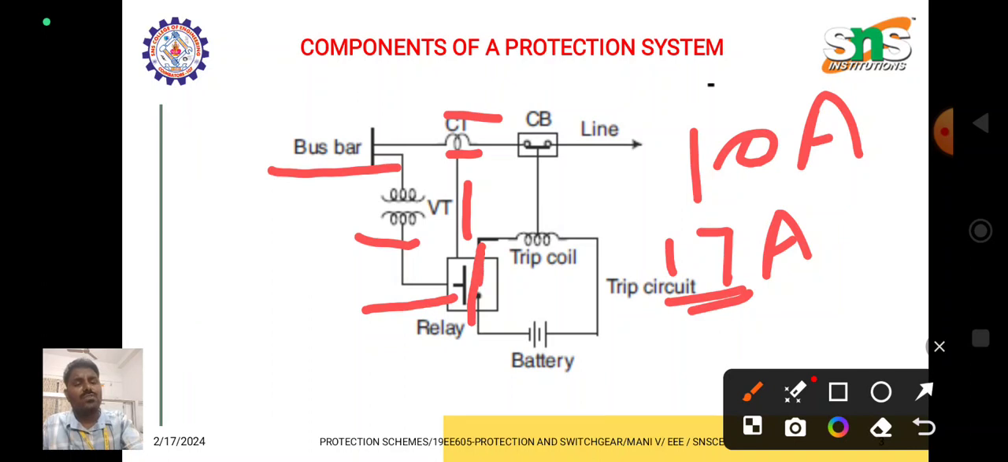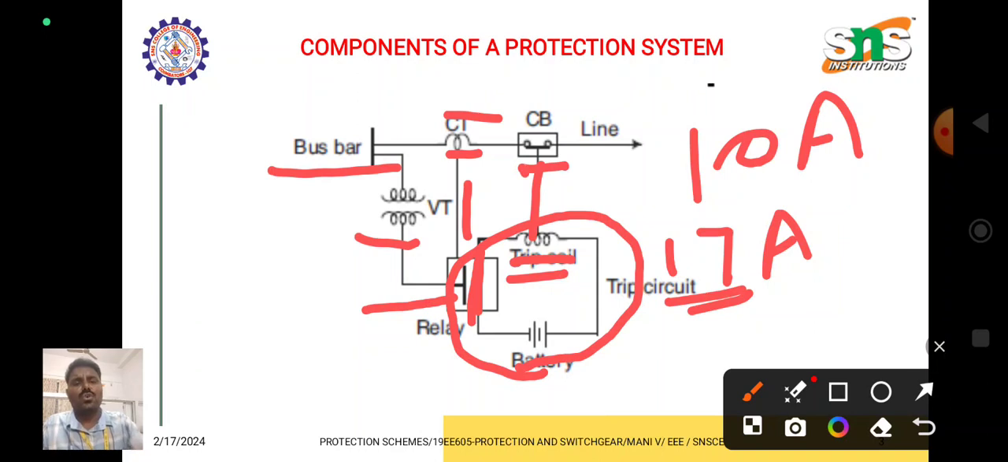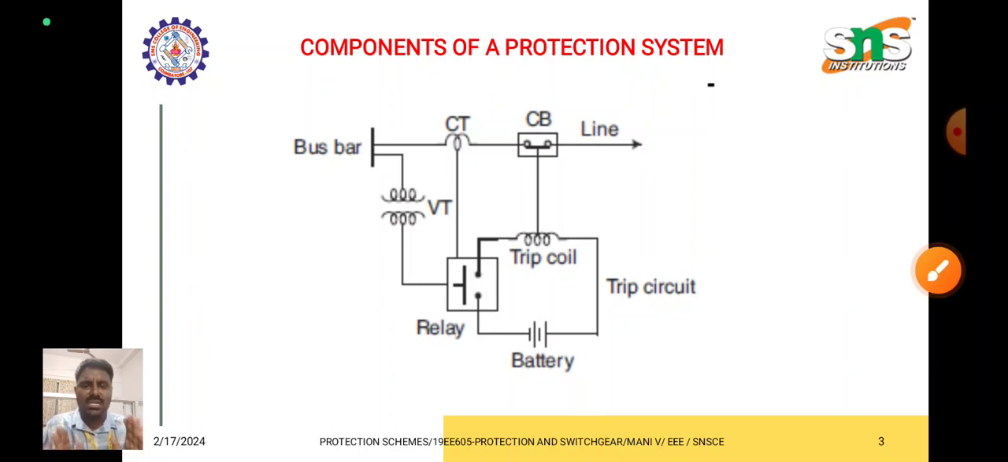Because the switch is closed, the battery supplies the current to the trip coil, so the trip coil is getting energized. Because the coil is energized, it acts as an electromagnet. The electromagnet pulls the contact so that the circuit breaker contact gets opened. Because of the opening of the circuit breaker, we are isolating the faulty section. So this is the general operation of the CT, PT, relay and circuit breaker.